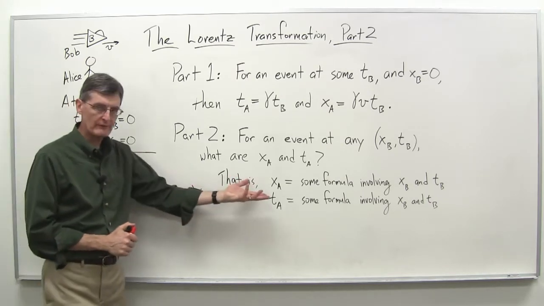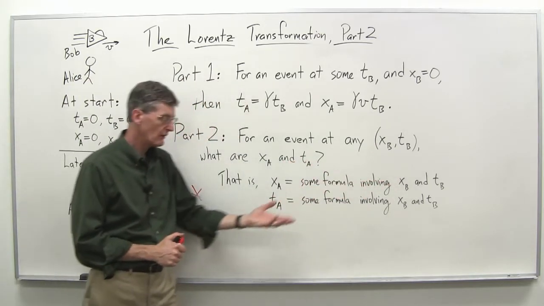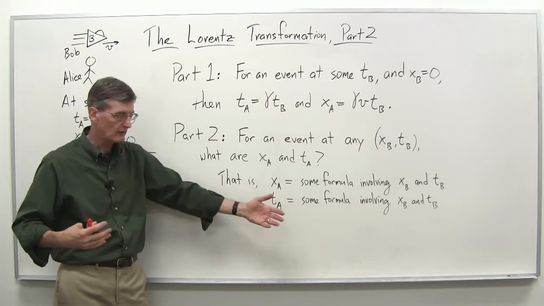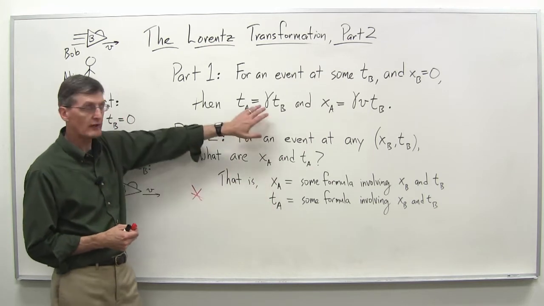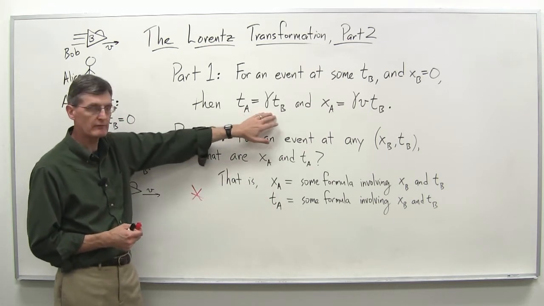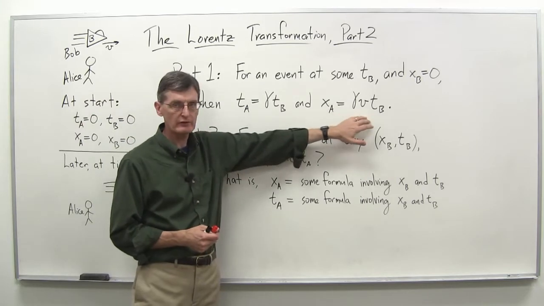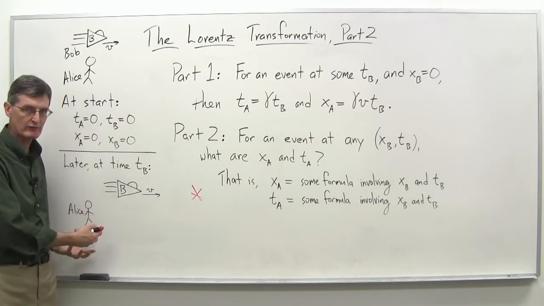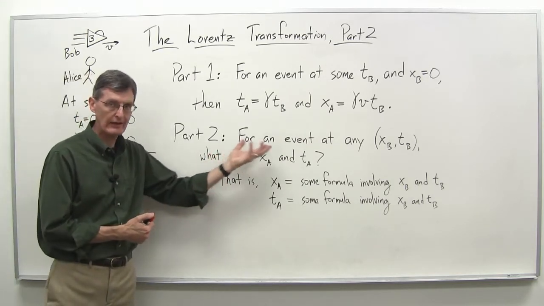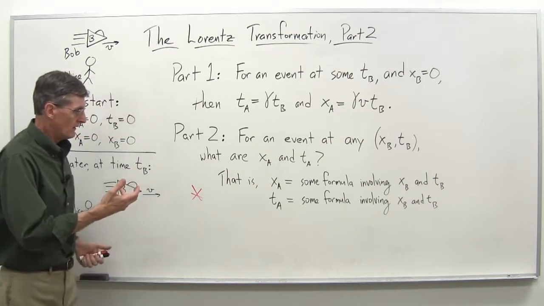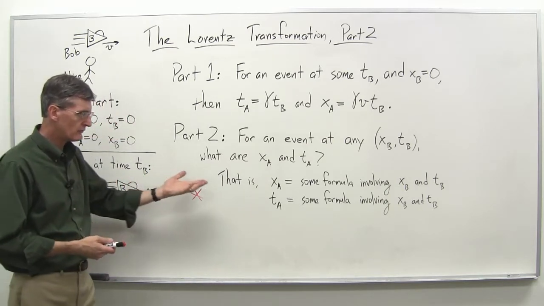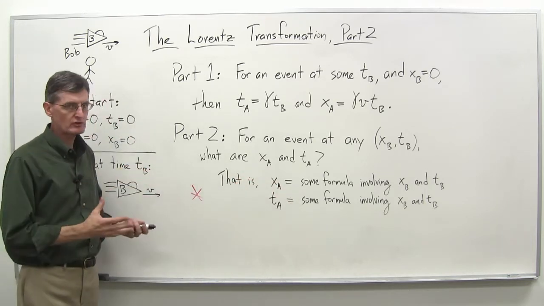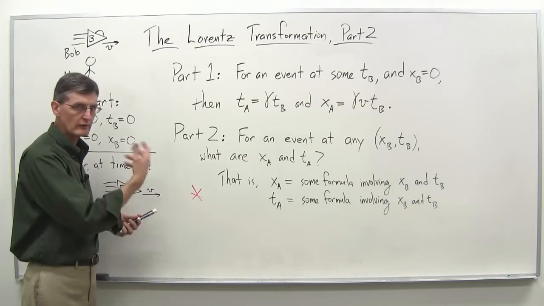So in other words, we need some formula. Given x_B and t_B, we want to say x_A equals something involving x_B and t_B, and t_A equals something involving x_B and t_B. Sort of like what we have here: t_A equals something involving t_B, x_A equals something involving t_B. x_B does not occur in these formulas because, remember, the special case we did had x_B equals 0. Now we want the general case where x_B could be non-zero. And so we have to figure out some formula. Couldn't there be an infinite number of formulas that might apply here? We'd like to put some restrictions on this in terms of what we're looking for.